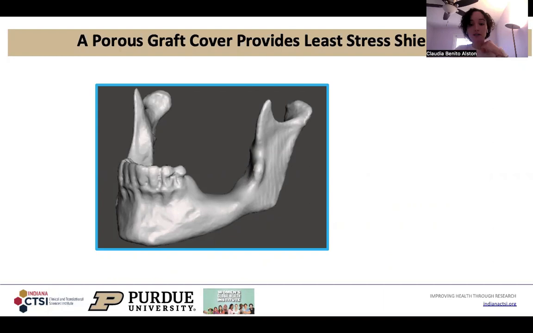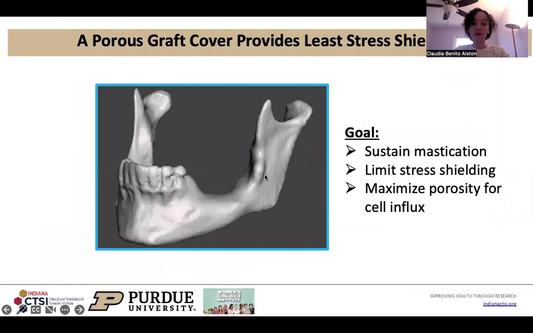bone loss. We designed a cover and core concept to improve osteointegration by modeling a 3D printed core with a protective cover. The goal of this model was to elucidate which cover design and fixation method would prove to be the most ideal for sustaining mastication, limiting stress shielding, and ideally allowing cell influx due to porosity.